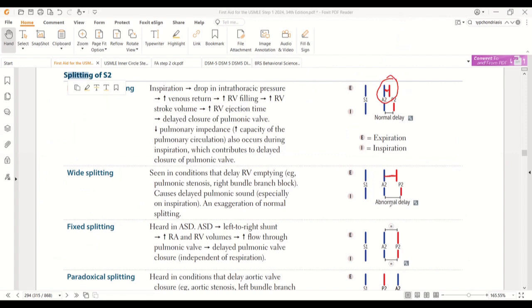But what happens when you inspire? This is the aortic component and this is the pulmonary component. Inspiration will further exaggerate this phenomenon, and you know the mechanism behind why inspiration increases this phenomenon. But what happens in fixed splitting? In inspiration, there is increased venous return.